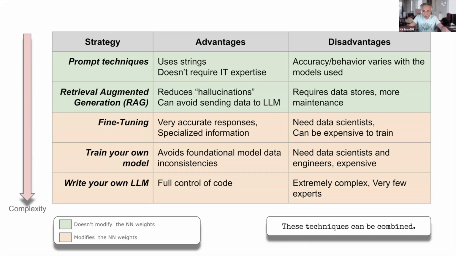Okay, so I put the two top ones in green, because those do not modify the neural network weights. Anytime you're modifying the weights of the neural network, you better be a data scientist. And you better have a good legal department.